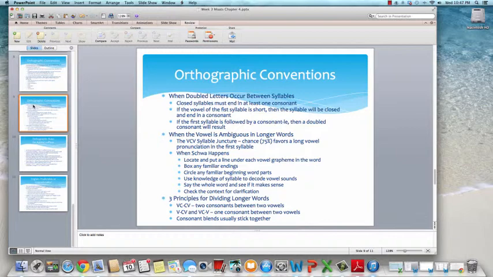So first, you want to teach them these strategies. Locate and put a line under each vowel grapheme in the word. And then you want to box any familiar endings such as ing, es, ed. And then you want to circle any familiar beginning word parts like as, re, in, pre. You want to use knowledge of the syllable to decode vowel sounds. So you want to scoop the pencil under each syllable, blending the sounds left to right. So if you've broken each vowel out, okay, what consonants are going to go with that vowel to make a syllable? Say the whole word and see if it makes sense. See if it's a word you've ever heard before. And then you want to check the context for clarification. And of course, ask if you don't know.